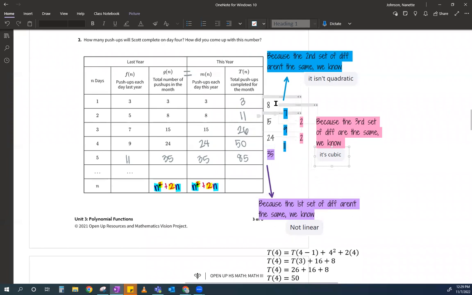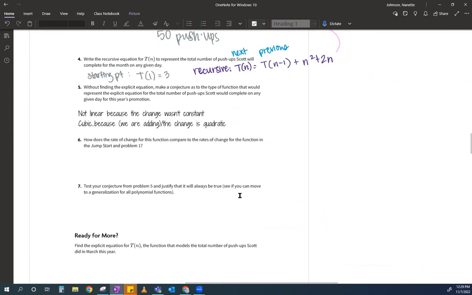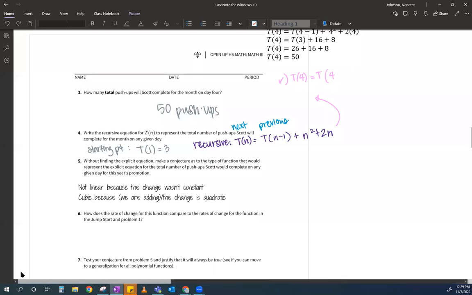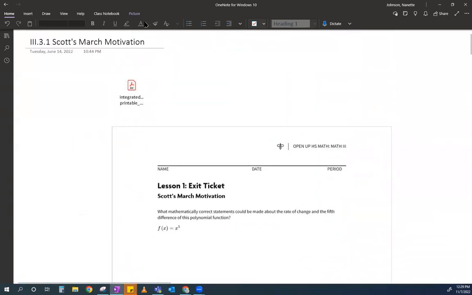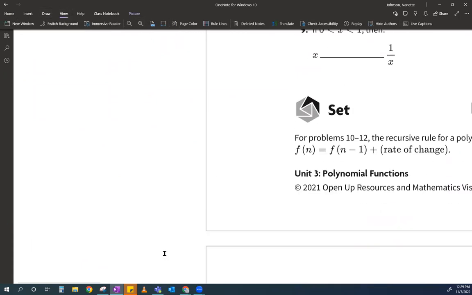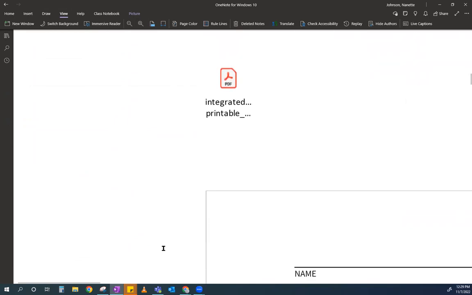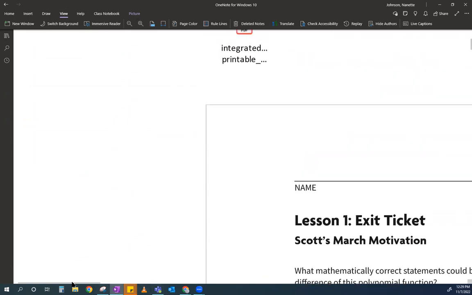Okay, so your goal for today is to know, if I give you a table of values, you can tell me whether it's linear, quadratic, or cubic based on that. Okay, so your exit ticket will basically do that for you. Remember, we showed you the exit ticket earlier. It says, what mathematically, that's too much, Mr. Johnson. You went way too big. Sorry, y'all.